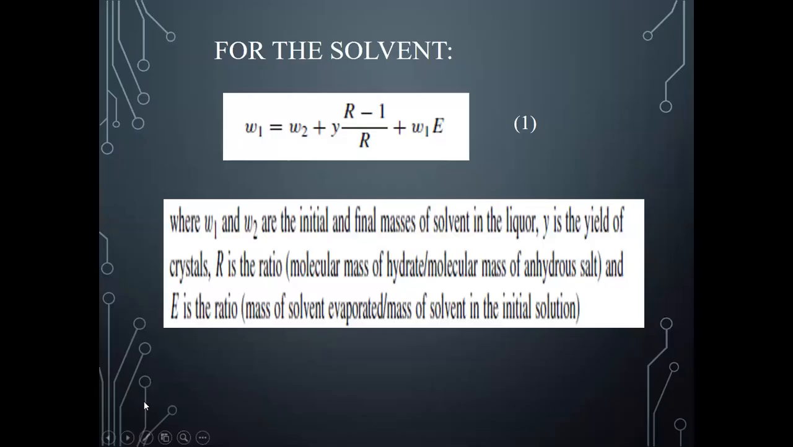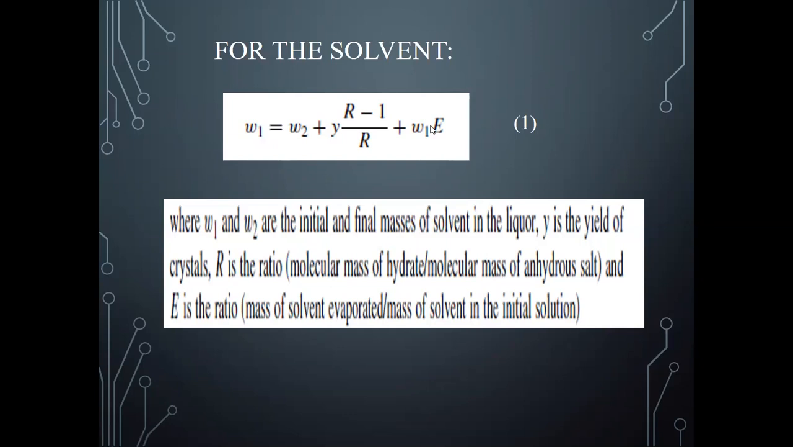So if we do a material balance based on the solvent content, we have omega 1 equated to omega 2 plus Y times (R minus 1) over R plus omega 1 E. This is a formula from Coulson because we don't have this formula in Geankoplis, neither in McCabe. So we'll first define what omega 1, omega 2, E, Y, and R are. I think you know already what Y is. That's the yield. But let's know what omega 1, omega 2, R, and E represent.